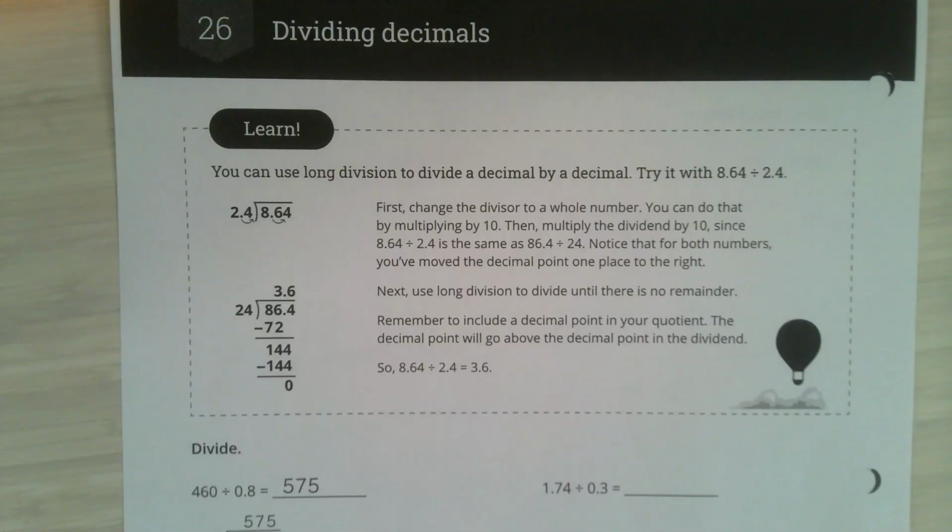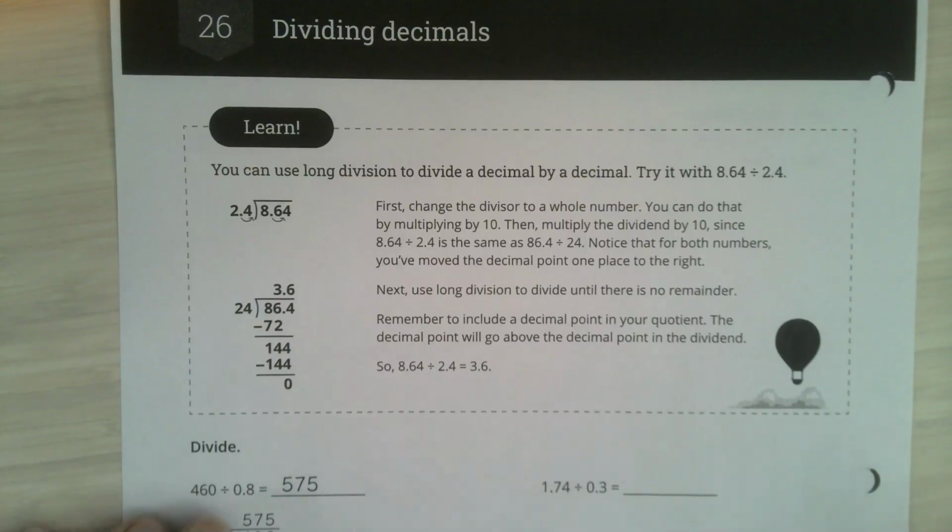Try it with 8 and 6400ths divided by 2 and 4/10. First, change the divisor to a whole number. You can do that by multiplying by 10. Then multiply the dividend by 10. Since 8 and 6400ths divided by 2 and 4/10 is the same thing as 86 and 4/10 divided by 24. Notice that for both numbers, you've moved the decimal point one place to the right.